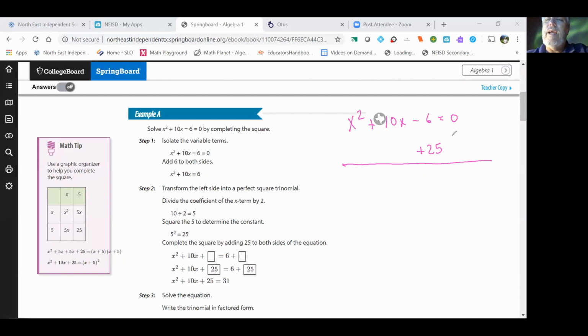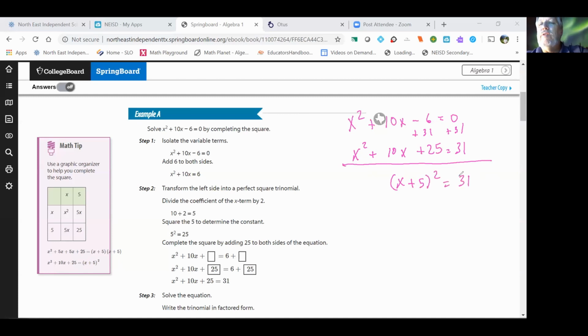So that means I have to add 31 to both sides to get that. So that's plus 31 here, plus 31 there. And so we're just going to rewrite the first part of it. And 0 plus 31 is 31. Now I can go ahead and factor this, because it is now a perfect square trinomial. I know it's going to be x plus 5 squared is equal to 31.